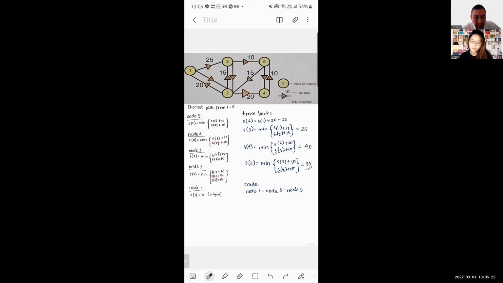And then we do the traceback. For the traceback, we start by going first to node 2, and then in node 2, we got S1 plus 20.